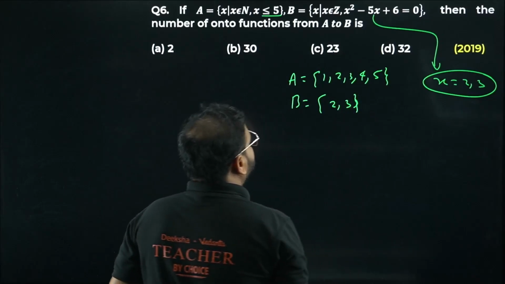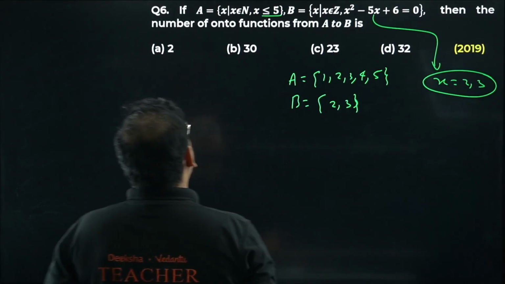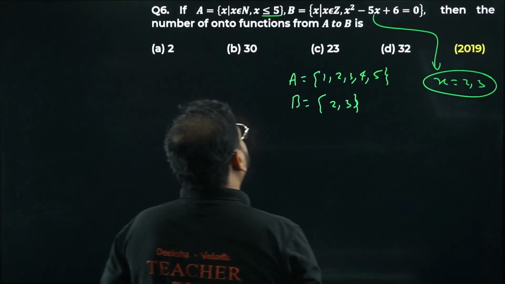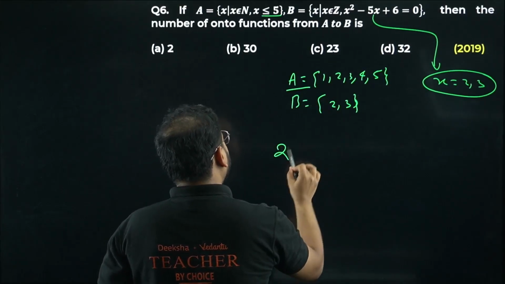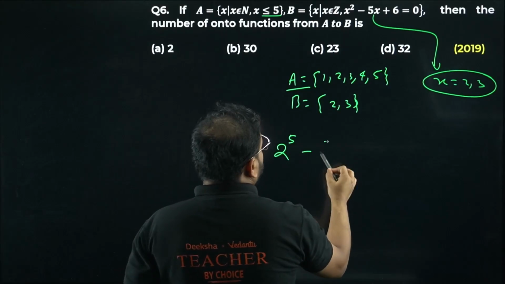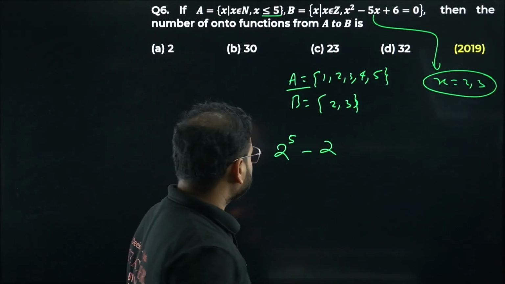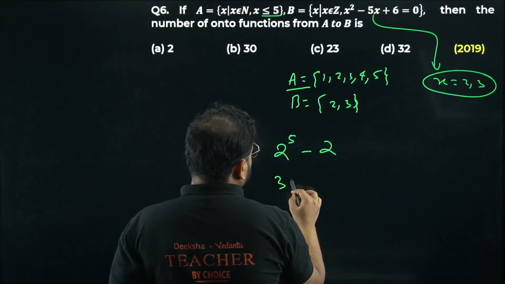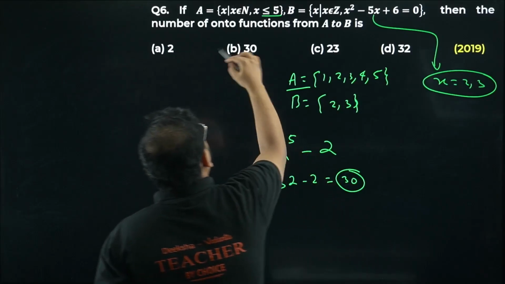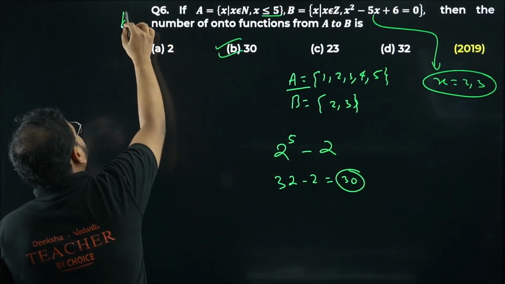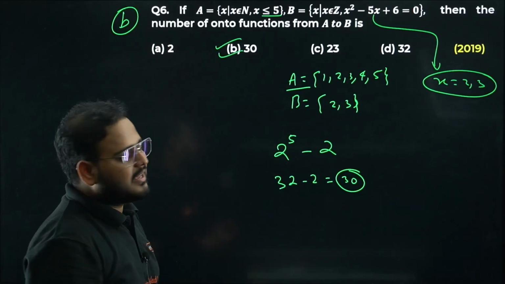We are looking for the number of onto functions from A to B, right? Onto functions will become 2 power n(A), so 5, minus 2 for n(B). What I get for this: 2 power 5 is 32, minus 2. How much is that? 30. Option will be B. Moving on to question number 7 now.